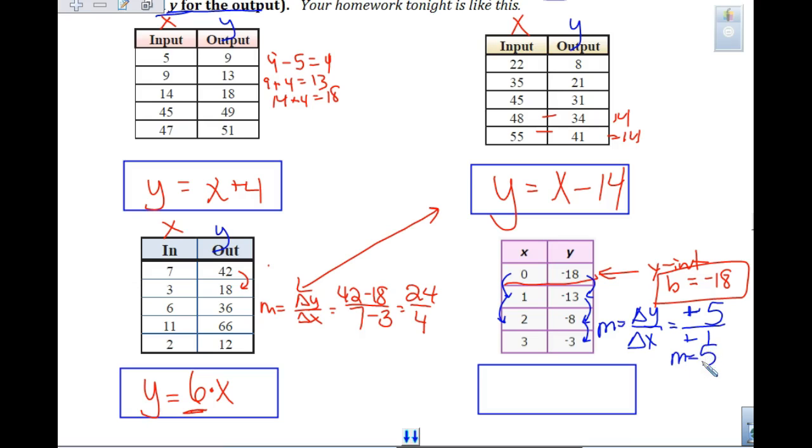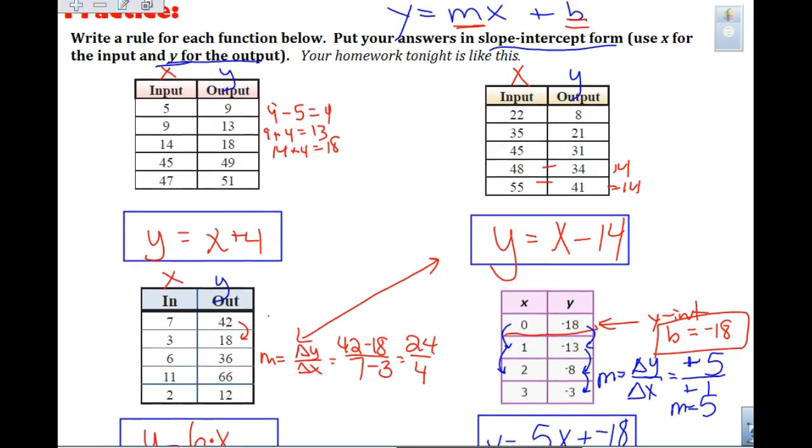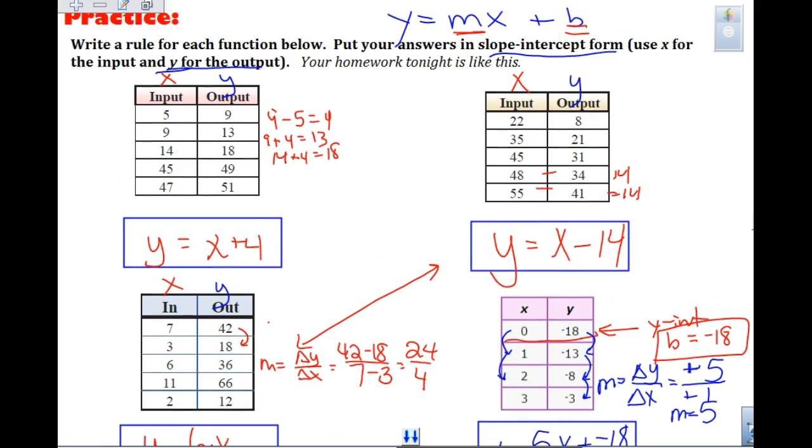So I need to write an equation. Fauna, you ready to write the equation? Y equals, we're going to go 5x instead of x times 5. 5x plus what? My y-intercept. Plus negative 18 or minus 18, right? So this one's a little different. So always writing our equations in y equals mx plus b.